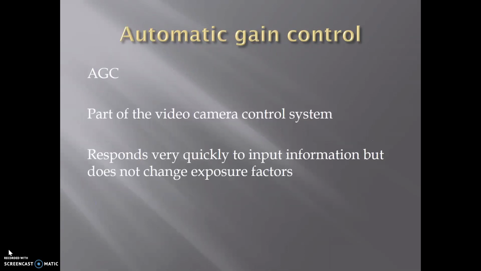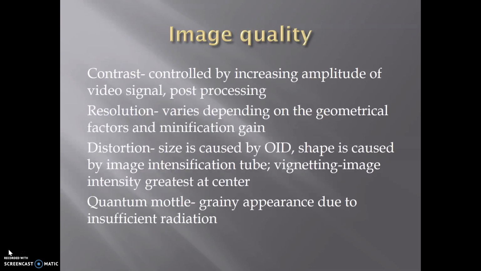Automatic gain control, also known as AGC, is part of the video camera control system. It responds very quickly to input information, but does not change exposure factors. For image quality, contrast is controlled by increasing the amplitude of the video signal, and also by post-processing. Resolution varies depending on the geometrical factors and minification gain.